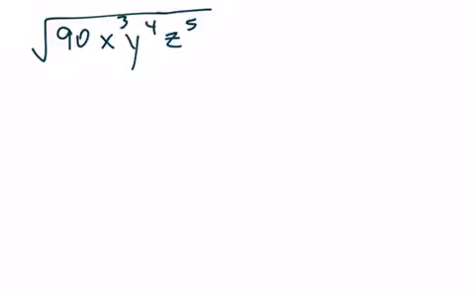Okay, so this time we are going to look at an example. Now we have variables included, okay? Up to this point, we've had numbers, and we've had to remove all the perfect square factors of the numbers, and that's still going to be true. We're going to remove all those perfect square factors of 90 in this case. But what happens when we have variables?